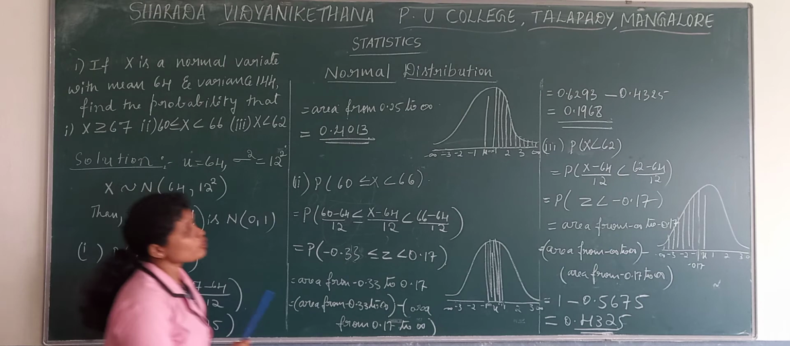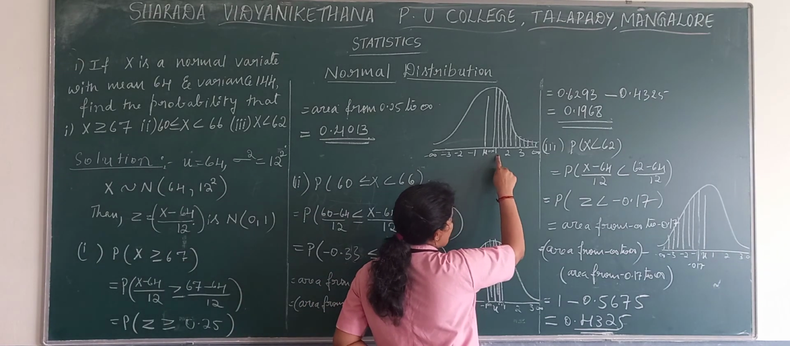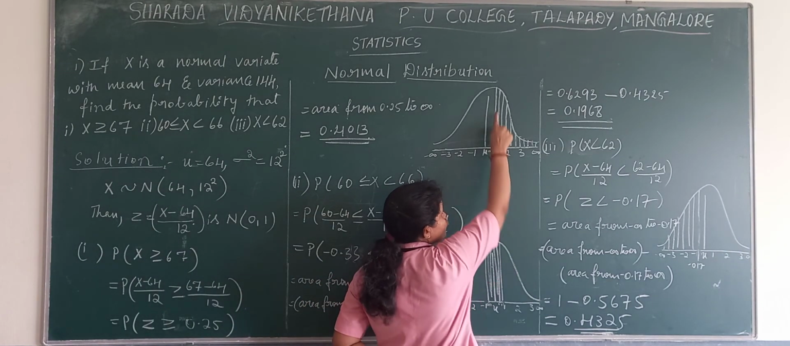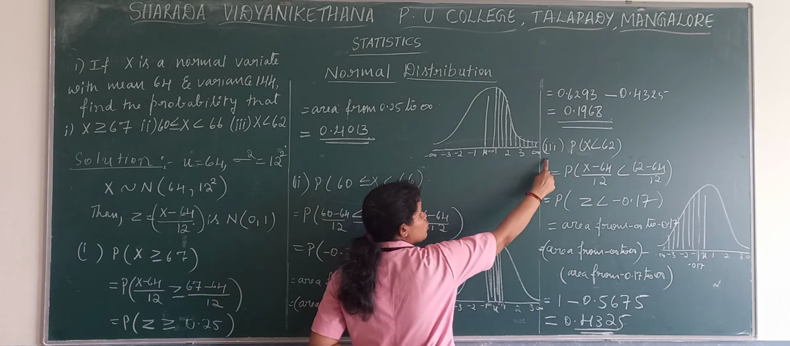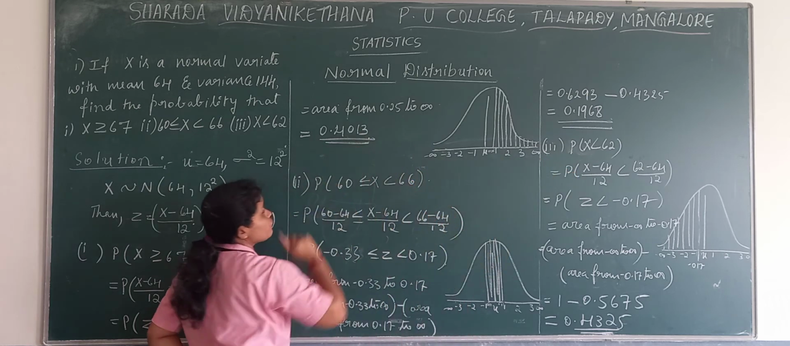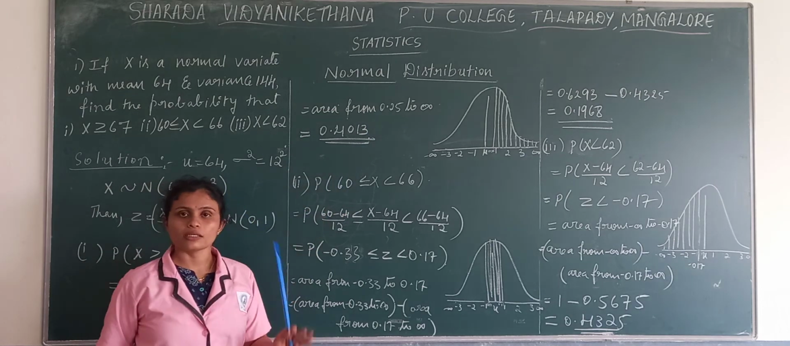0.25 we got. Where will 0.25 come? In between 0 and 1 it will come. 0.25 greater than that. Okay. From here to infinity area. Here to infinity. This value take it from the table.